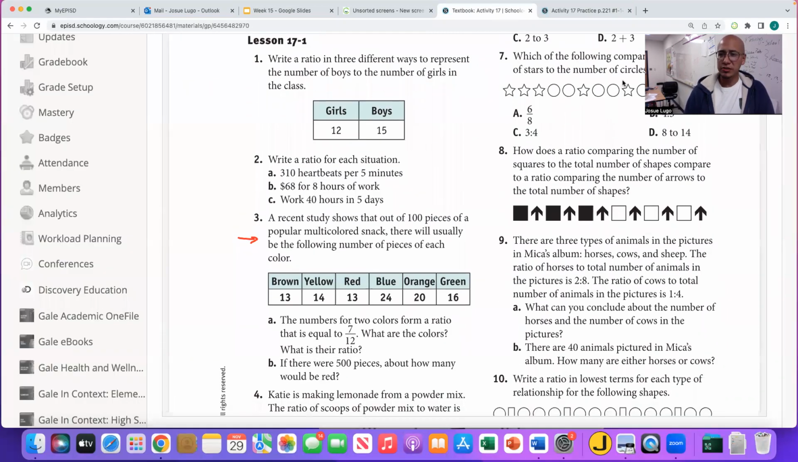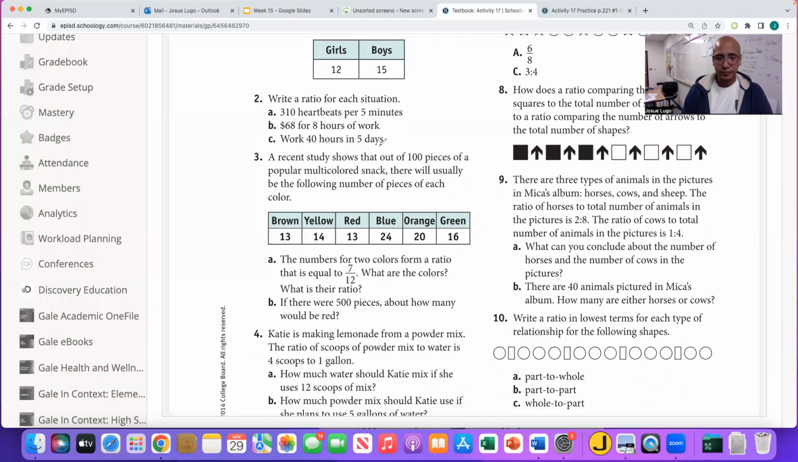I find number 3 to be quite interesting. All right, number 3. A recent study shows that out of 100 pieces, so that's the total number of pieces, out of 100 pieces of a popular multicolored snack, there will usually be the following number of pieces of each color. So notice that 13 of those will be brown, so 13 out of 100. Yellow is going to be 14 out of 100. Red is 13 out of 100. Blue is 24 out of 100. Orange is 20 out of 100. And green is 16 out of 100.